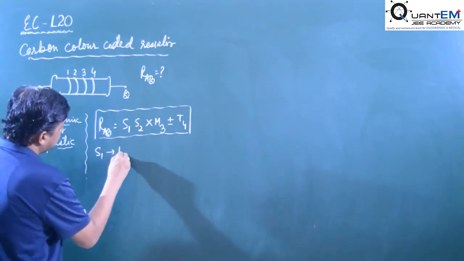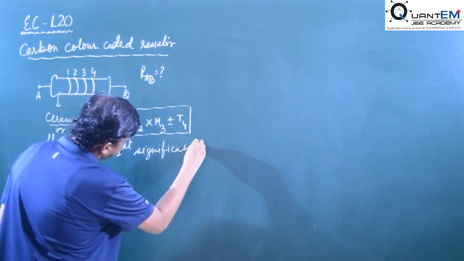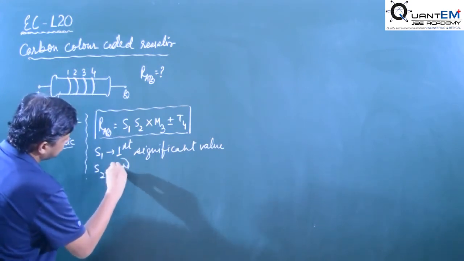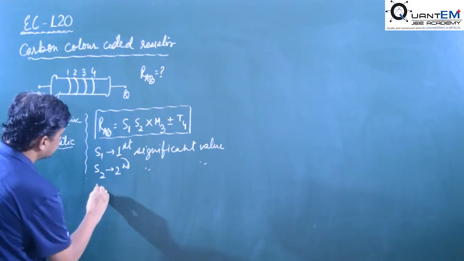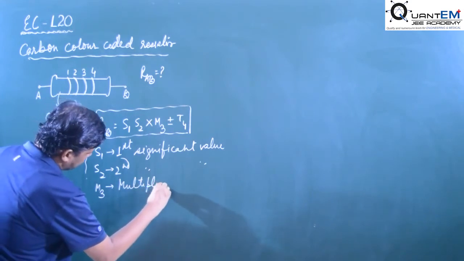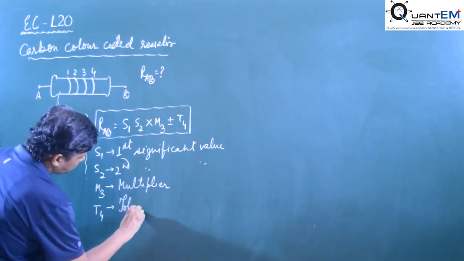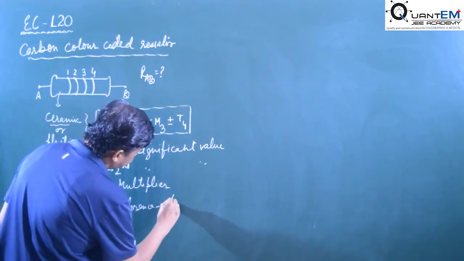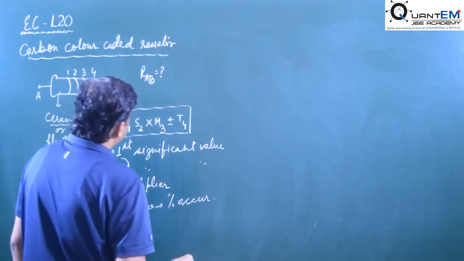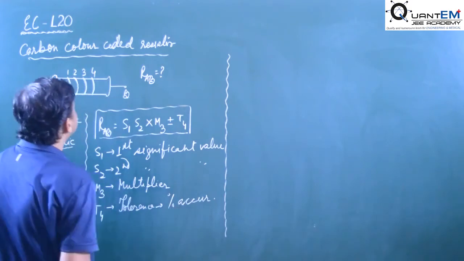S1, it is the first significant value, S2 is the second significant value, third color it is multiplier, and T4 it is for tolerance. Tolerance is also percentage accuracy. Okay, so in this way we may calculate the resistance of this carbon color coded resistor.